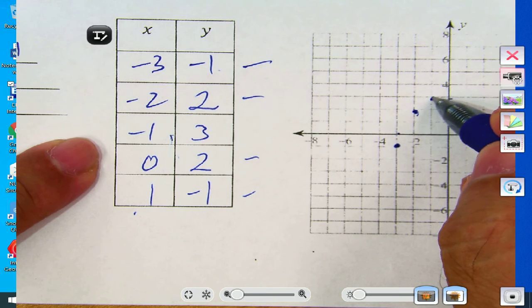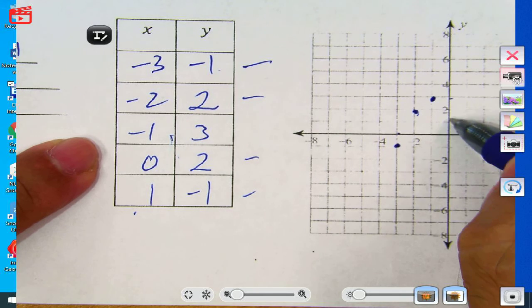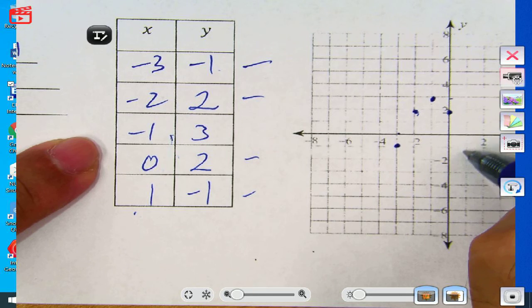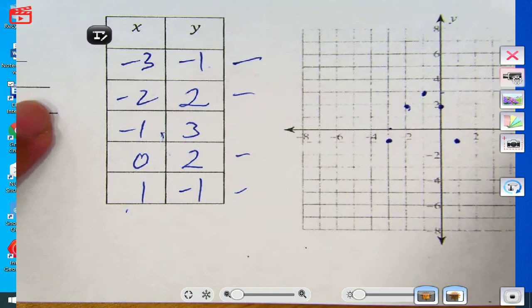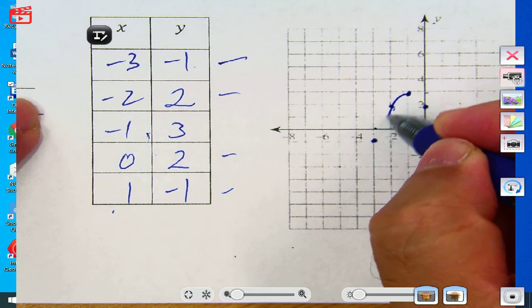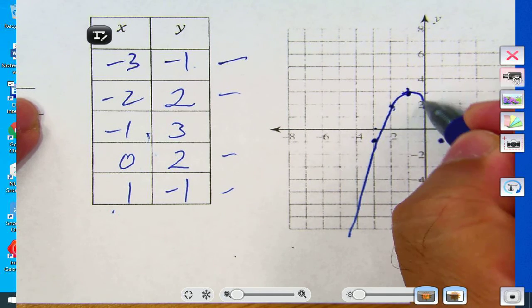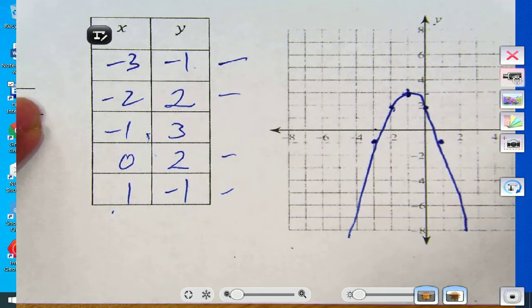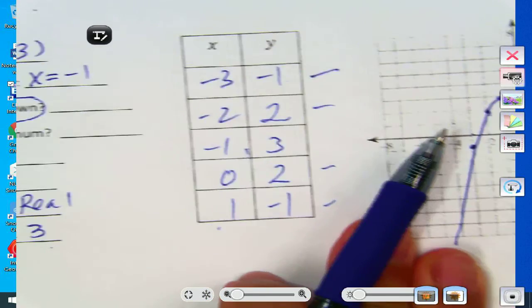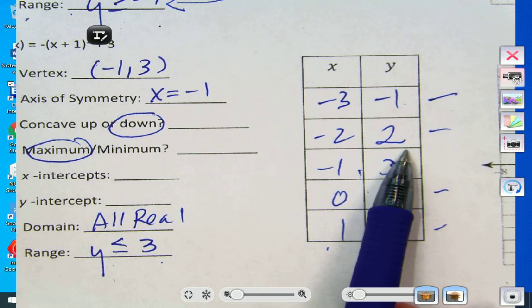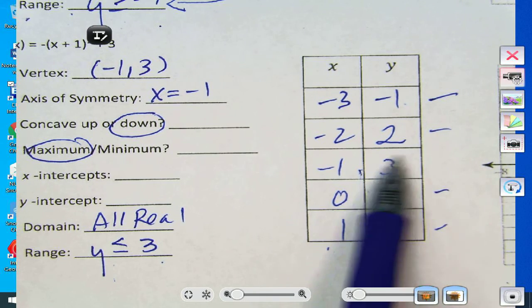Domain, all real. What's the range? Y is less than or equal to 3. Very good. It's less than because it's a maximum. If it's a maximum, you say less than. And that y value is just the y value of the vertex. So you put the -1, 3 in the middle.